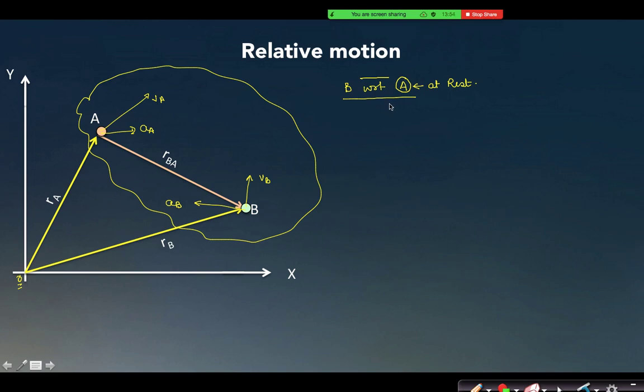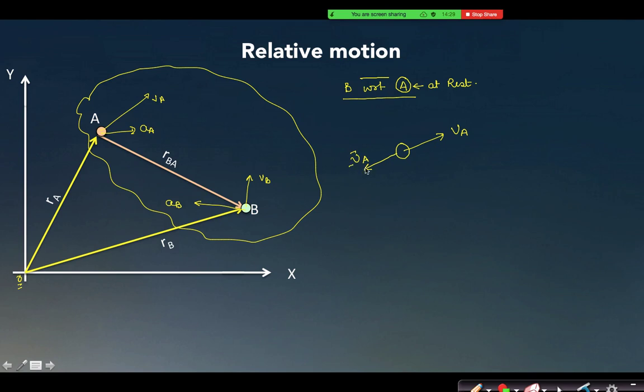Now the question comes: if A is actually moving, then how can I make A be at rest? The answer is that if A is moving with some velocity VA, then I will subtract a vector from A that is the same VA. Yes or no? If I add minus VA to the velocity of A, then A will be at rest.